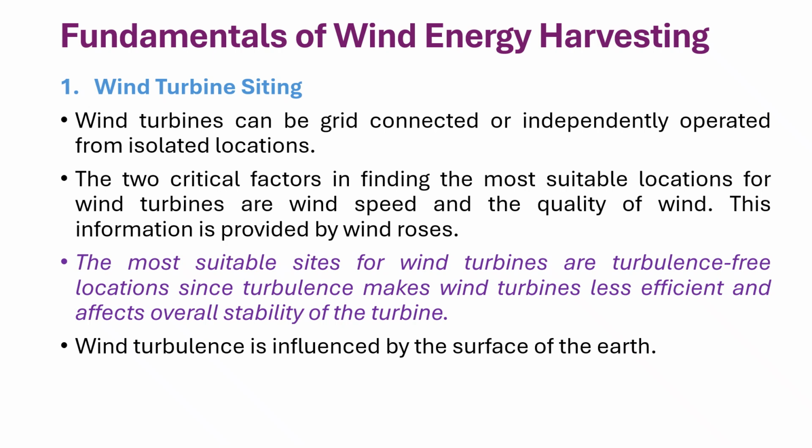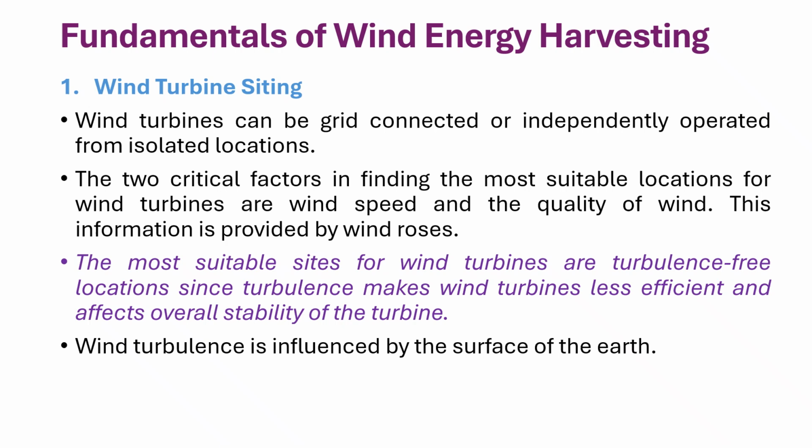So the wind turbine siting is nothing but wind turbines can be grid connected or independently operated from isolated locations based on the wind energy availability. So the two main critical factors in finding the most suitable location for the wind turbines are the wind speed and the quality of the wind. So this decides whether the place is suitable for the wind turbine. So this information provides the wind losses.